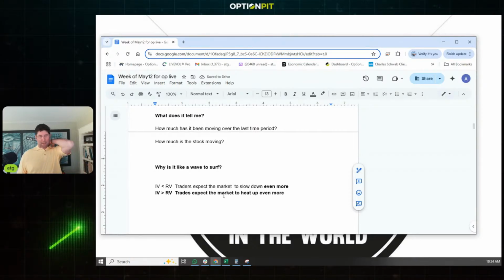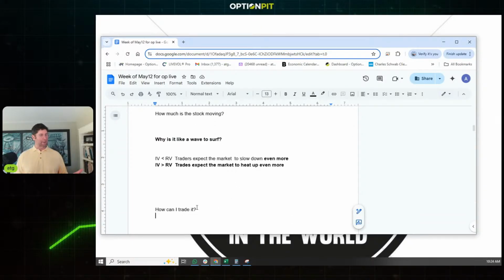Okay. So again, when they're paying up for options, generally they're looking for things to move. When they're starting to compress the option prices, sell the option prices down, they're expecting things to slow down, right? Because they want to get ahead of that and make money by collecting theta.